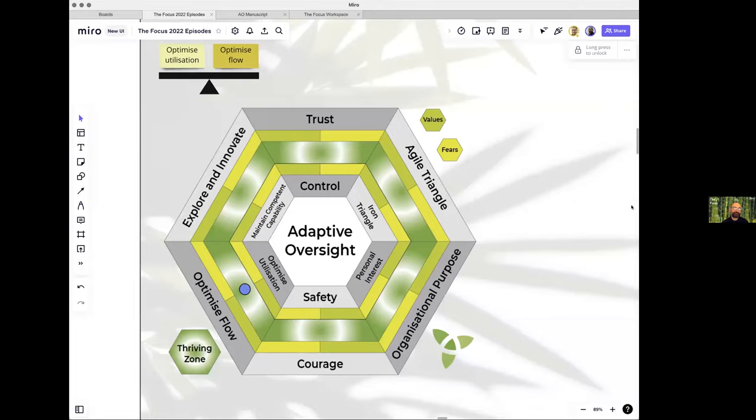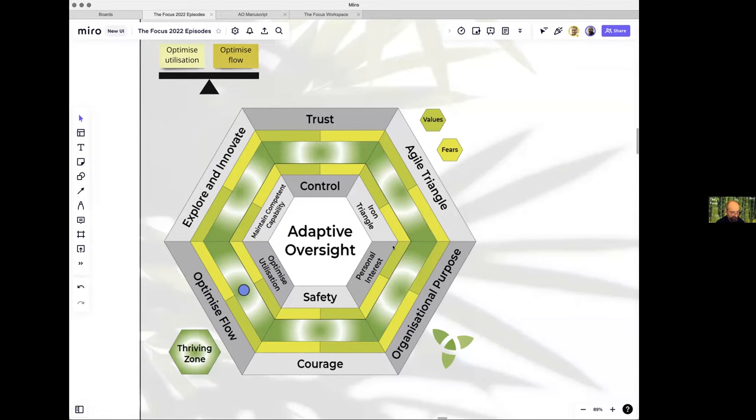Welcome. So today we are going to discuss balancing optimizing utilization and optimized flow. And Horia is showing there on our galaxy view that that's one of the key balances that we believe you need to look for in adaptive oversight.